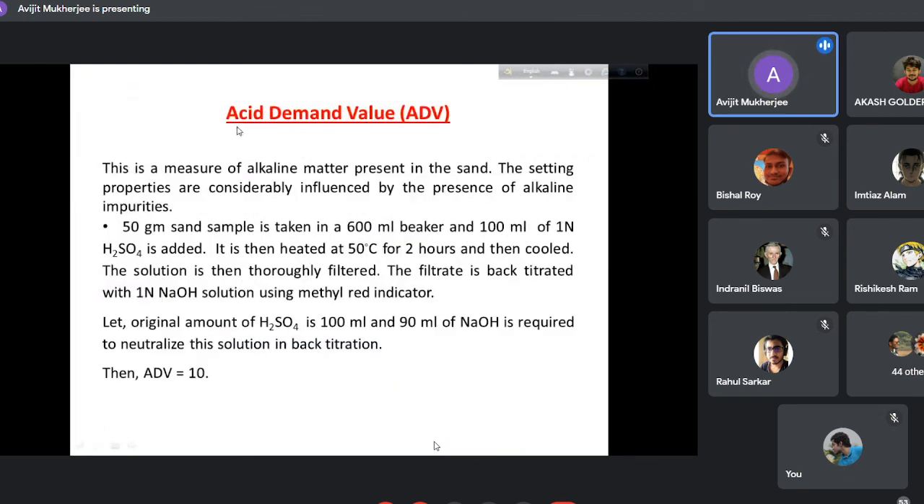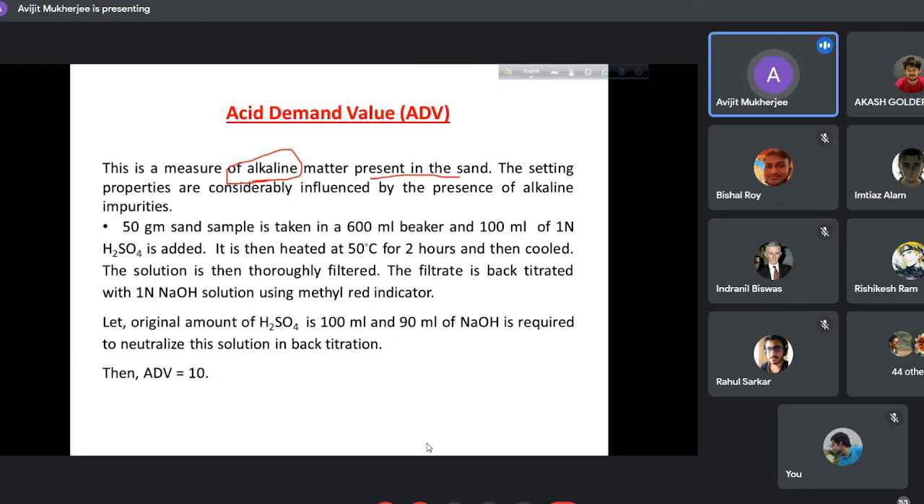Now another test is also important, that is acid demand value. What is the concept? Acid demand value is the measure of alkaline matters which are already mixed with the sand sample. This is not desirable, because that may spoil your job. If the quantity of alkaline portion is very high, then that may spoil your job. So that is not desirable. So sometimes it is measured, not always.